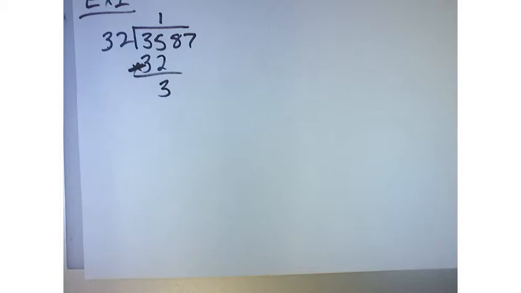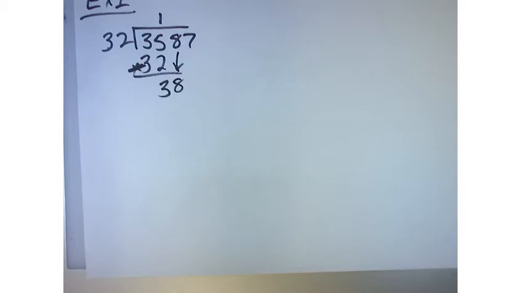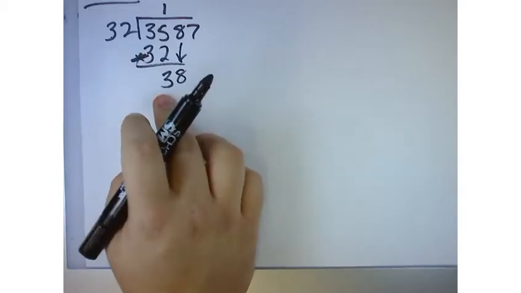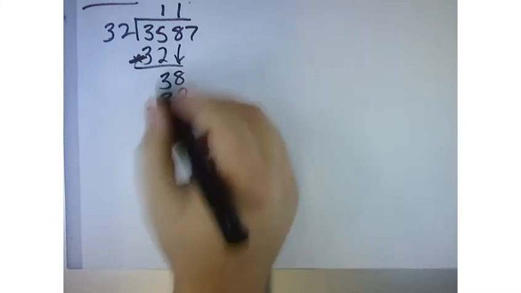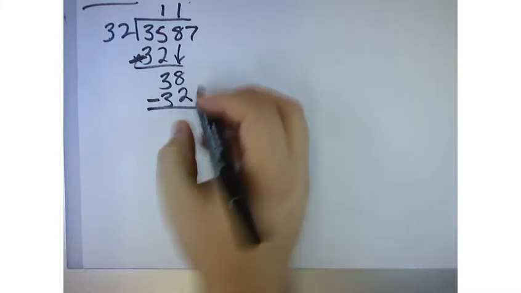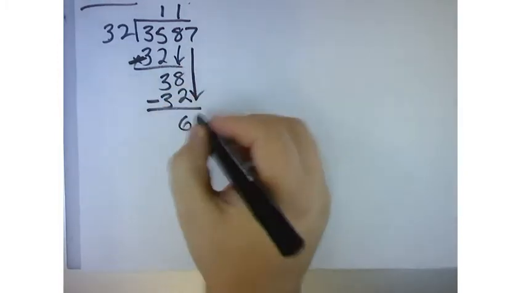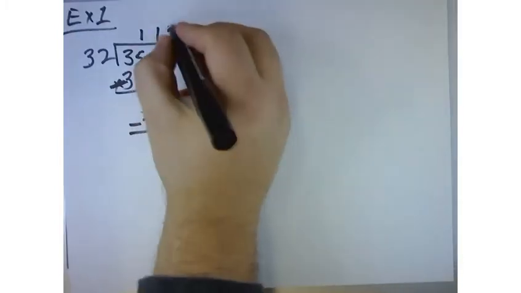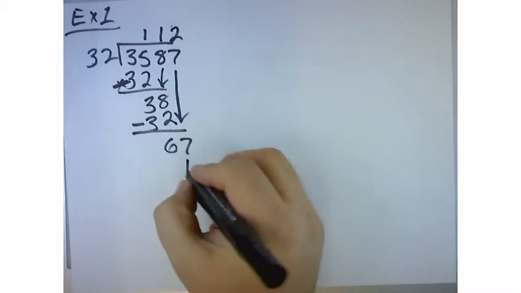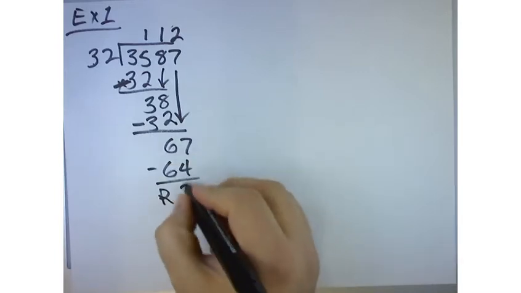What do I do next? Bring the 8 down. So now how many times does 32 go into 38? Once. So 1 times 2 is 2. 1 times 3 is 3. Now that I have the product, I subtract it and I get 6. What do I do next? Bring down the 7. How many times do you think 32 goes into 67? Twice. Now 2 times 2 is 4 and 2 times 3 is 6. Subtract them and I have a remainder of 3.